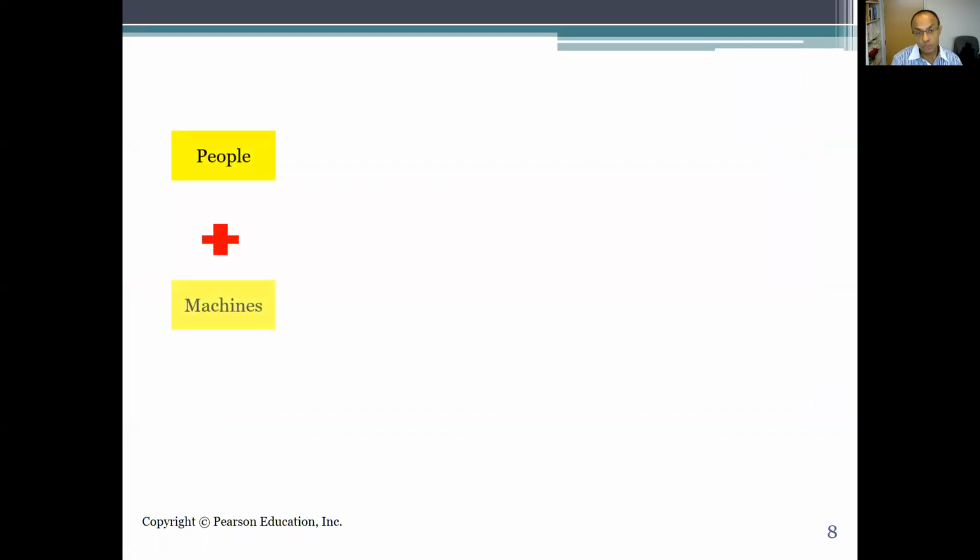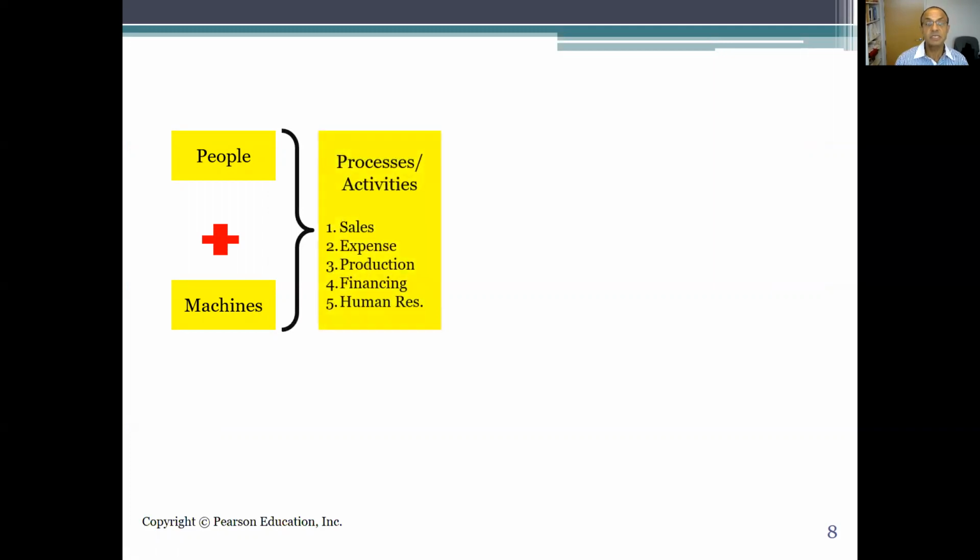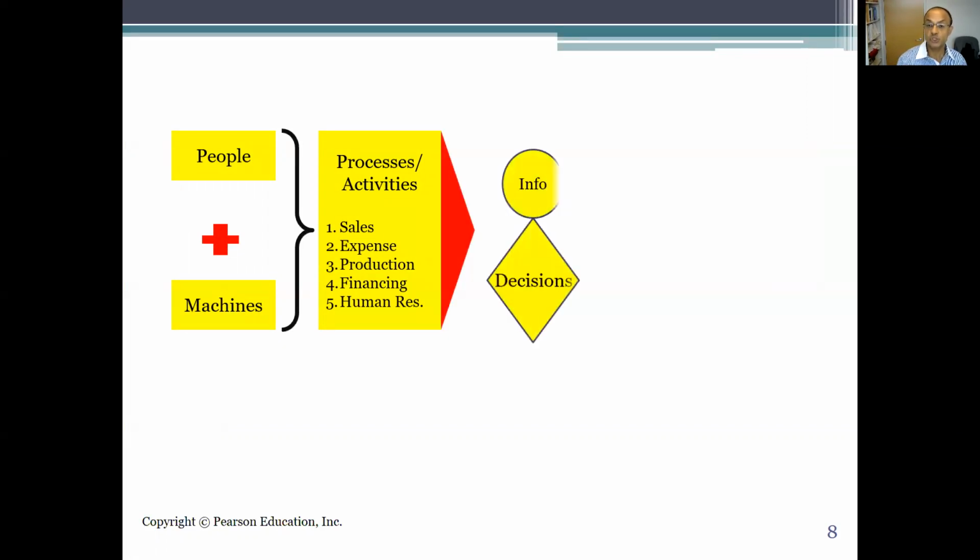Now, the transactional information between internal and external parties: how does it flow? First of all, we usually have in any business, people and machines. They get engaged together to make some activities or processes, for example, sales activities, expenditure activity, production activity, financing, human resources. These activities are conducted in any business, and they usually produce information to help in making the right decisions.